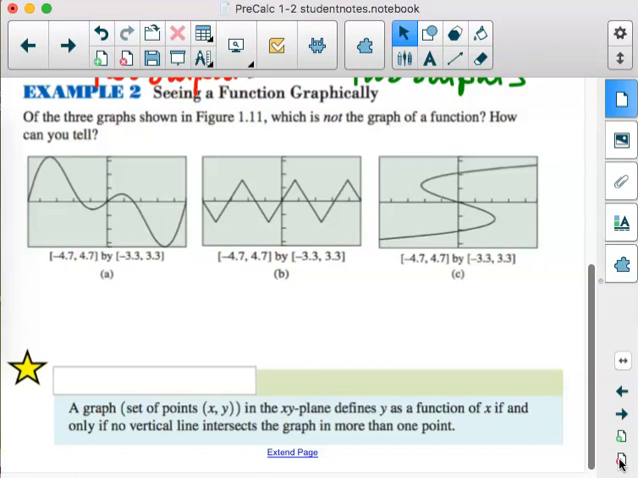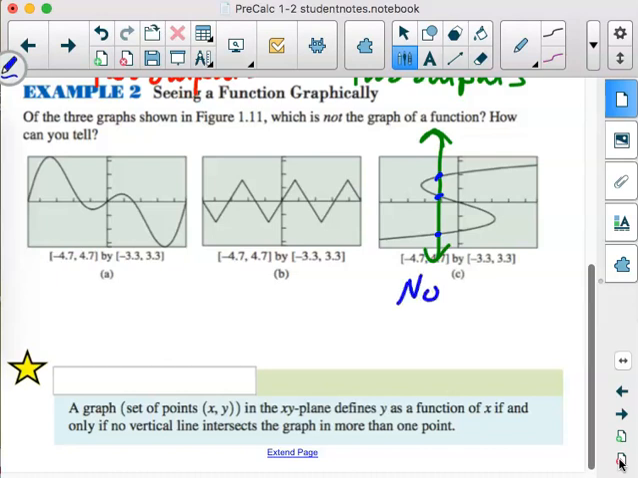Pretty obviously, C is going to fail the vertical line test. If we draw a vertical line, and it has to work anywhere on the graph, I see that it's passing through 3 different points. So anywhere on the graph, if it's going to pass through more than 1 point, we have to put a no. And we can put no, and then we can say it fails the vertical line test.